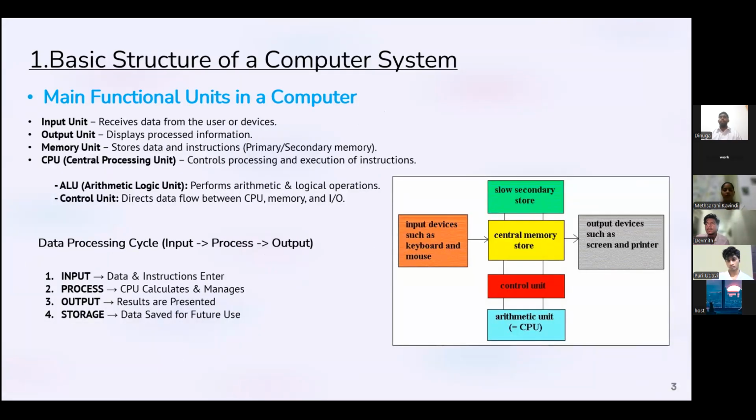Thank you, Devmit. Let's talk about how a computer system consists of four main functional units. They are the input unit, output unit, memory unit, and CPU. The first one is the input unit. It receives data and user commands. The output unit shows the processed information. The third one is the memory unit. It stores instructions and data, and includes RAM and secondary storage. The CPU is the main processing unit, containing the ALU, the arithmetic and logic unit. The control unit coordinates all the activities.